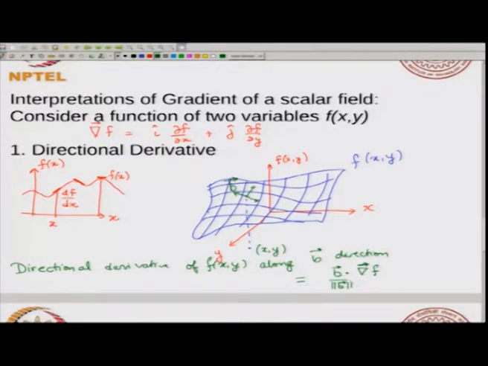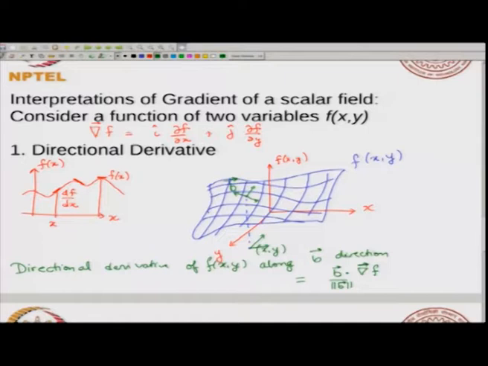Okay. So the directional derivative means that you change x, y along a certain direction, and then you see how the function changes. In the case of just one variable, you could only change in one direction, that is along x, but here you can change along the x axis, along the y axis, or in some other direction, and in each case the directional derivative of f of x y will be related to the gradient dotted into some unit vector in that direction. Okay. So, this is one interpretation of the gradient.